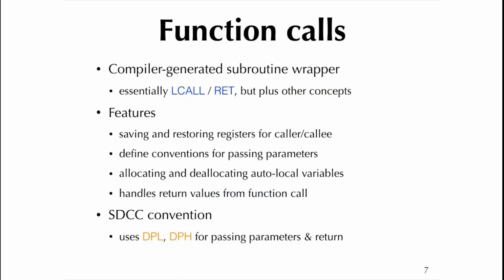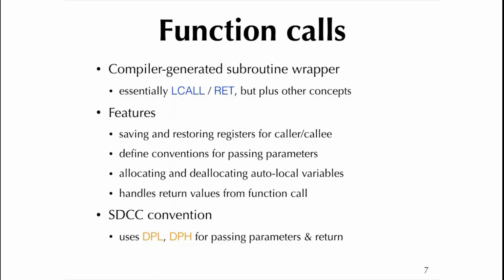Now, function calls. So the compiler does these things. Basically, it defines the convention for passing parameters and the convention for return value. So it's a wrapper around lcall and return. That is still there. You can still clearly see those concepts as part of the control transfer. It does define conventions for saving and restoring registers, passing parameters, and allocating and deallocating local, auto-local variables, right?